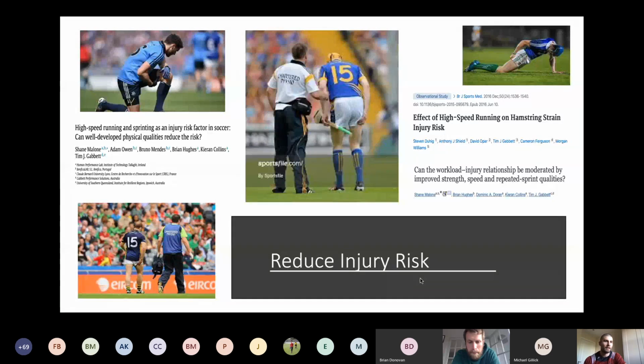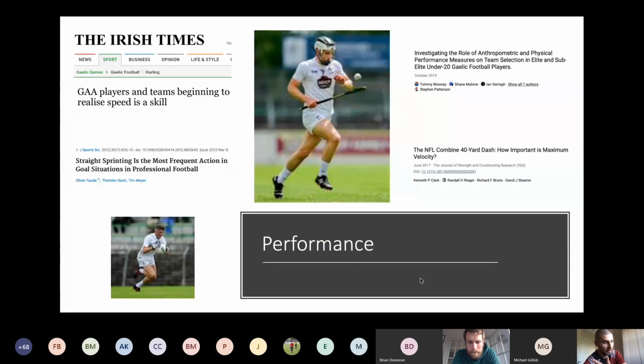Okay, excellent. Secondly, then, performance-wise, developing speed has huge potential to develop a player's performance. What we have here is various papers highlighting the importance of speed. The first one up in the top left-hand corner is a recent article in the Irish Times about a speed coach, Martin Bennett, highlighting the fact that more GAA players are treating speed as a skill, and in their off-season they're going to speed specialists to try to get faster, because they really are seeing the importance of this trait when they're playing matches.